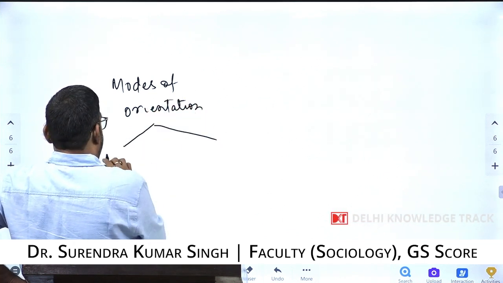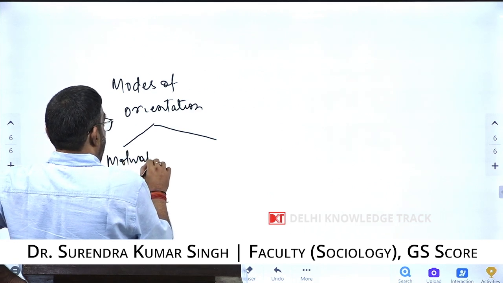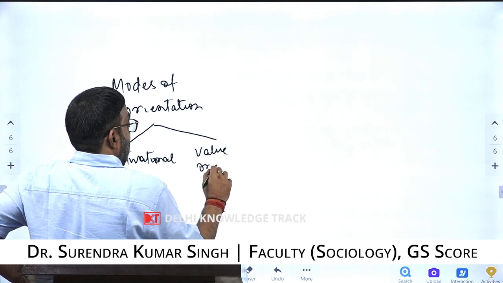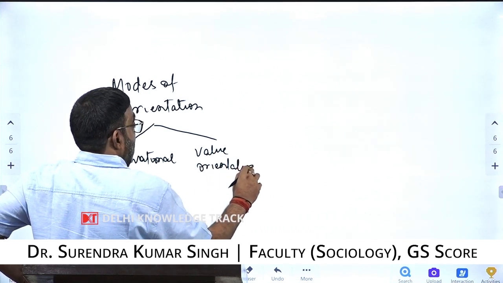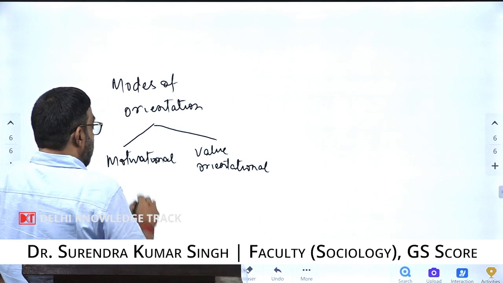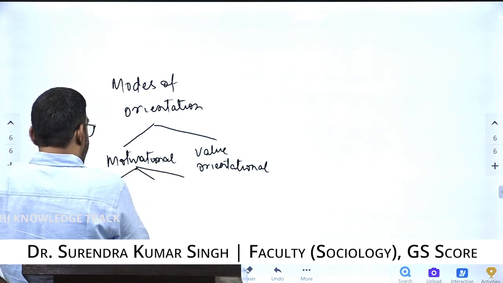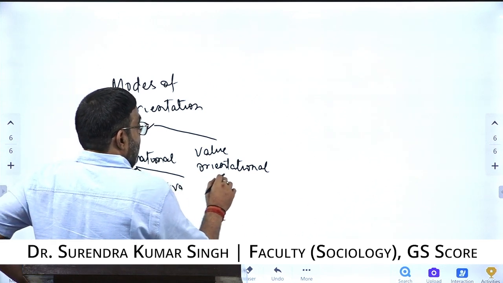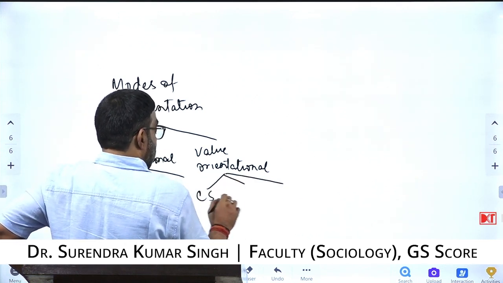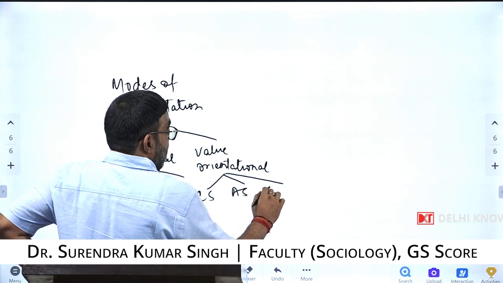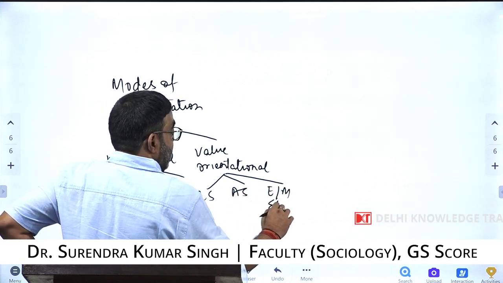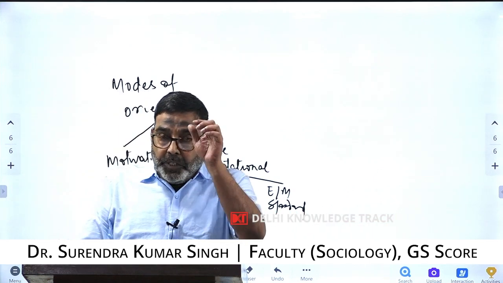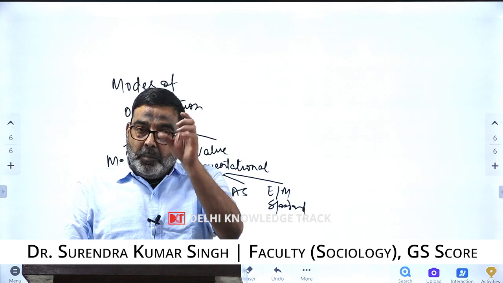What were these, beta? Motivational, value orientational. What were these? Cognitive, cathectic and evaluative. What were these? Cognitive standard, appreciative standard, evaluative and moral standard. These were the modes of orientation. Different permutations and combinations, primacy, through which we talked about the types of action.